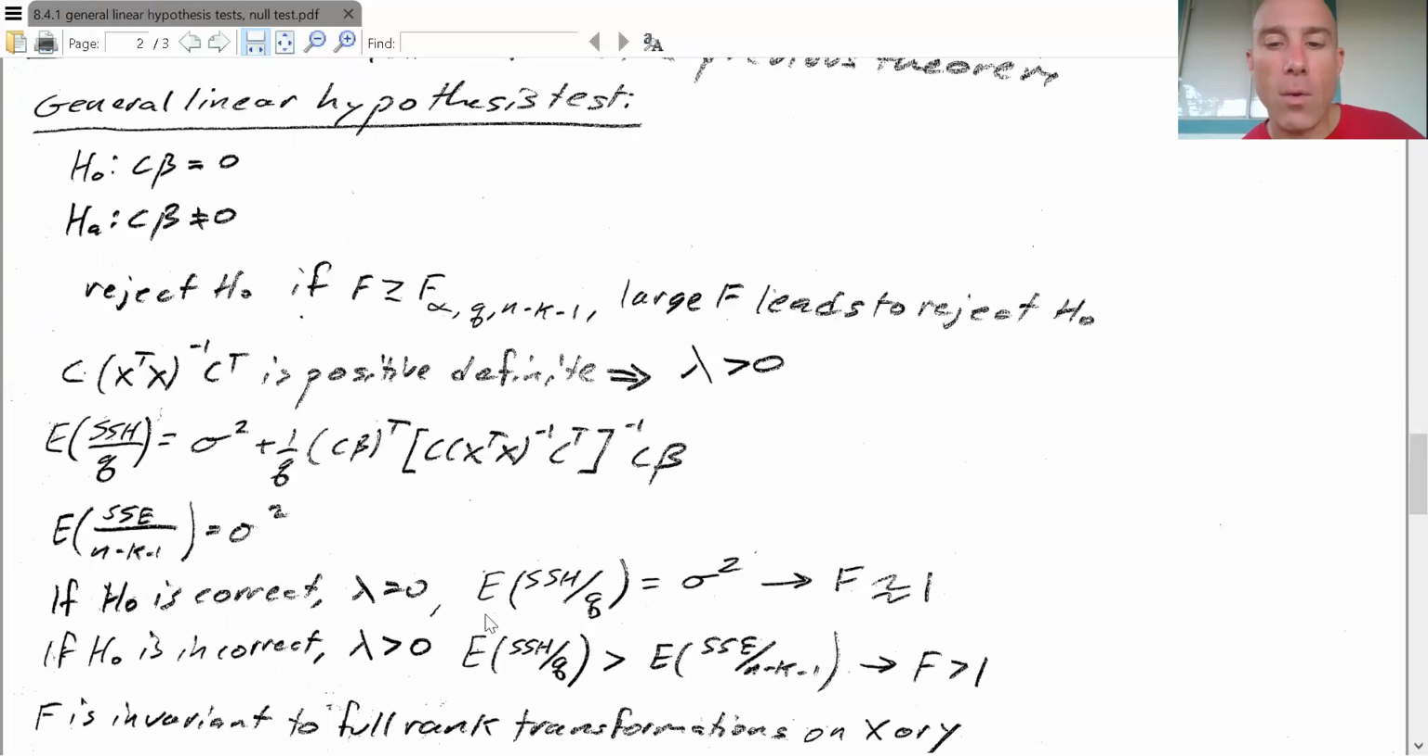So what we're looking at is, if H naught is correct, then lambda is equal to 0, and lambda being equal to 0 is going to lead to this part being very small. So we're looking at F being not much bigger than 1 when we run our hypothesis testing. If H naught is incorrect, we're looking at lambda being significantly bigger than 0, and this expected value being substantially bigger than that expected value. So we're looking at having an F statistic substantially bigger than 1.